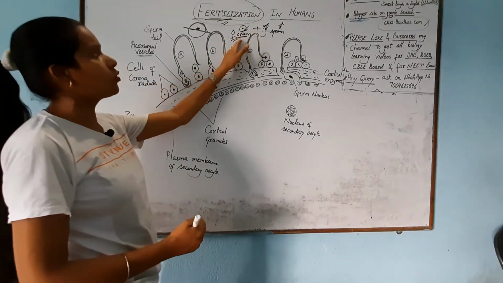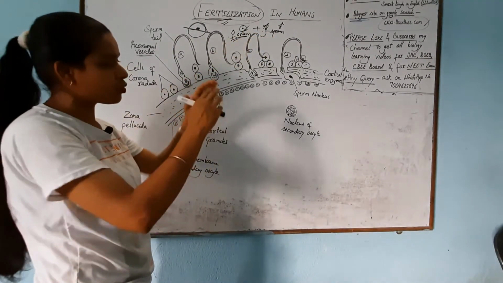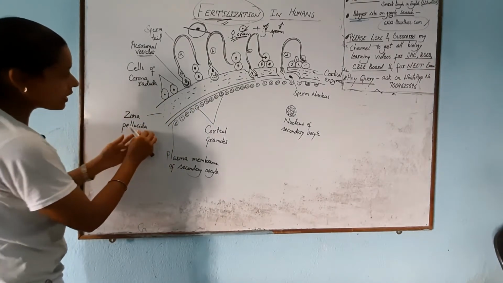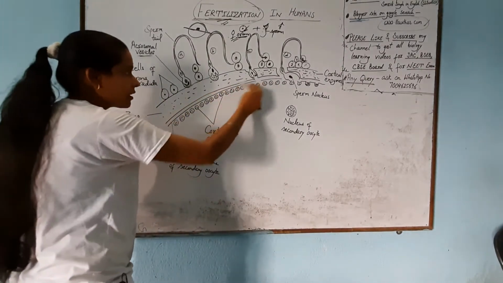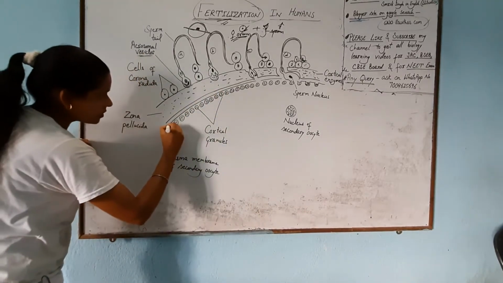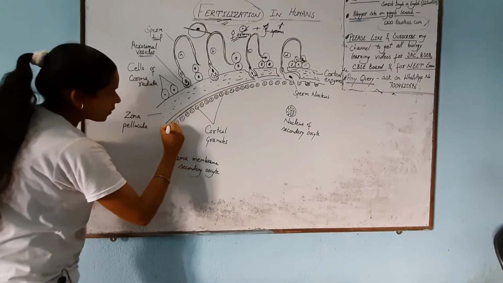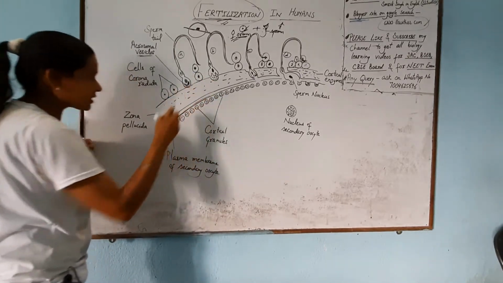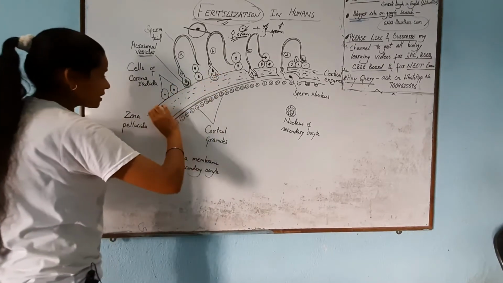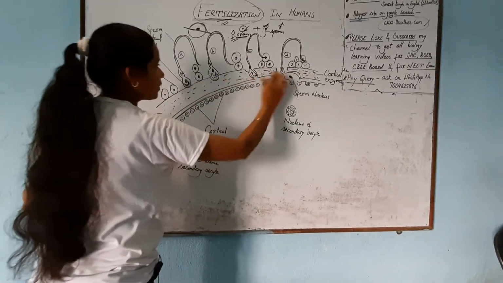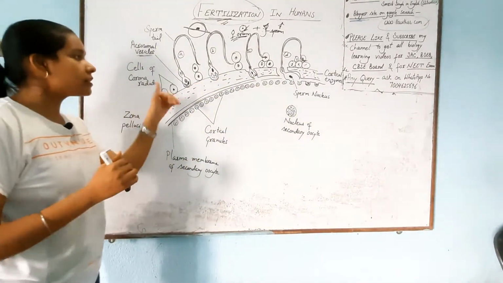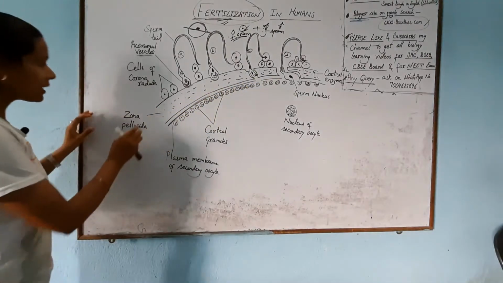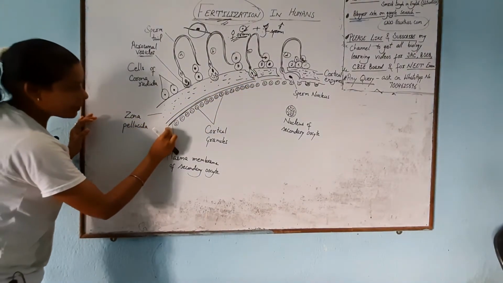Whenever the sperm fertilizes the ovum, the ovum makes an upper layer that is known as the zona pellucida. The plasma membrane is here, this layer you see is the plasma membrane of the ovum cell. After fertilization, this zona pellucida layer is formed so that other sperm will never fertilize it. This is the zona pellucida and this one is the plasma membrane.